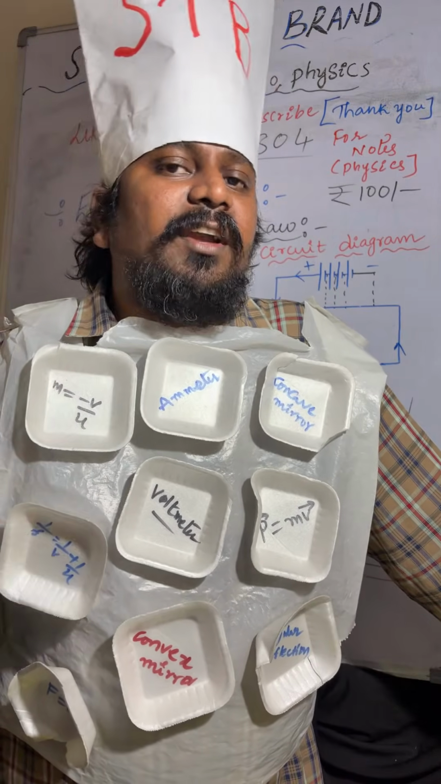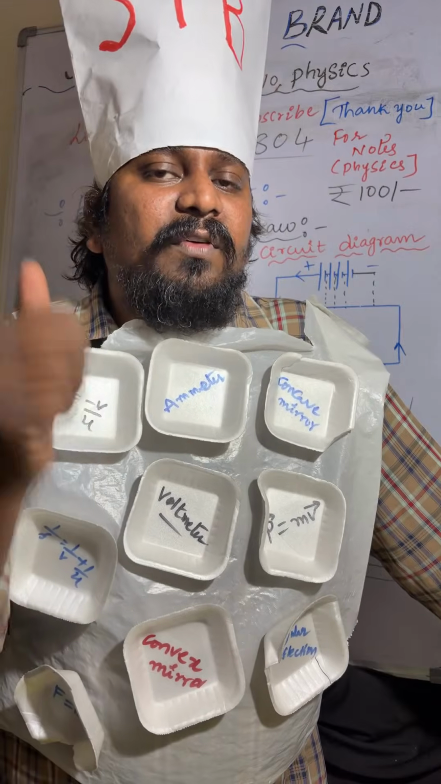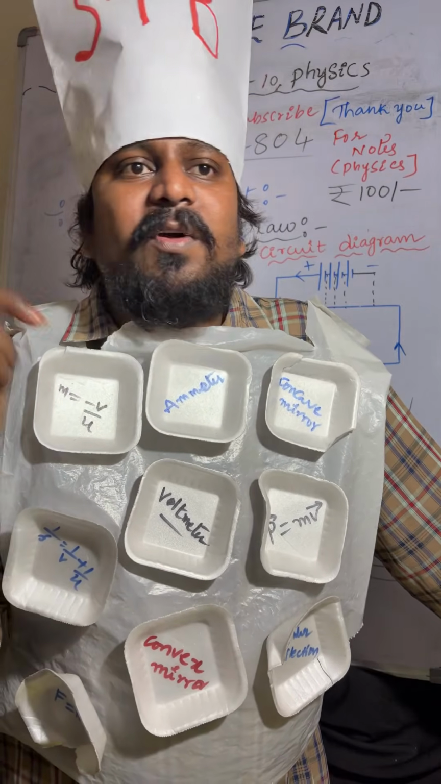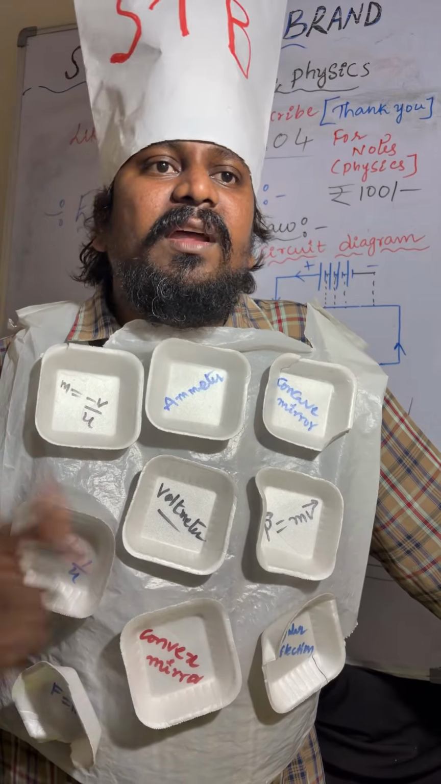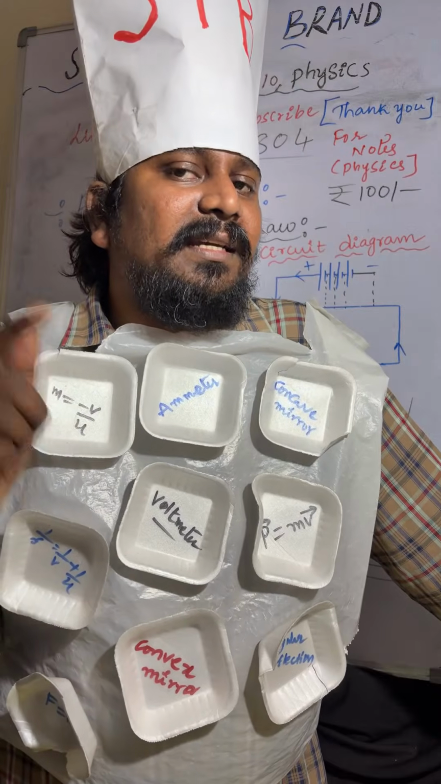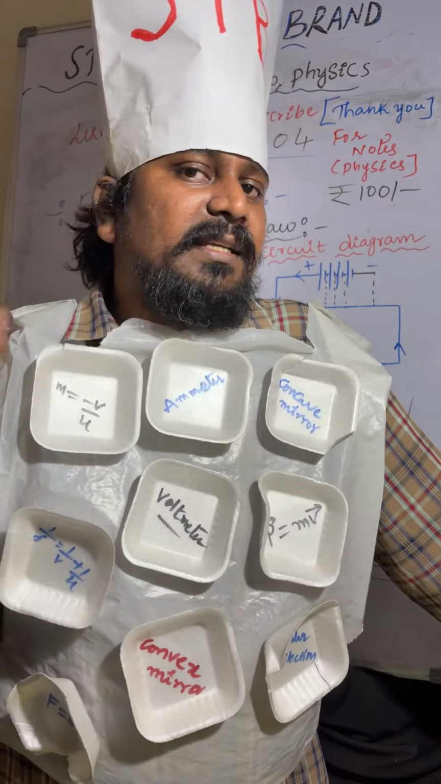What are the materials required? 4 cells, 1.5 volts each. So how many cells are required? 4 cells, 1.5 volts each. Second one, nickel wire. Nickel wire is an alloy of nickel, chromium, manganese and iron metals. So that is the second one.